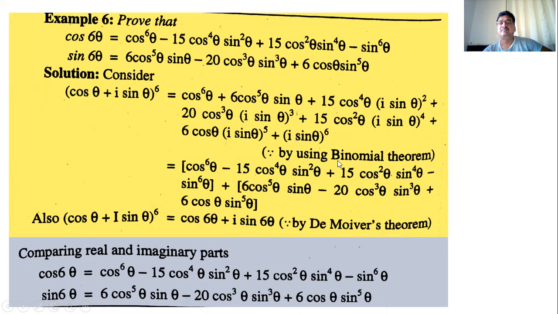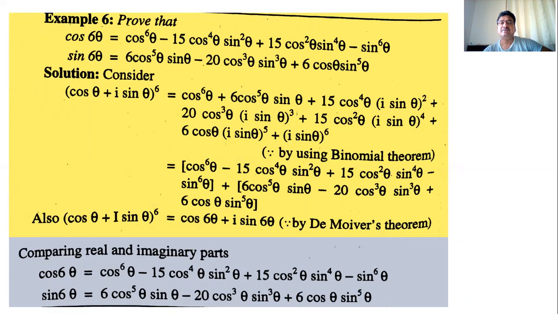If you search the binomial theorem on Google, we have the expansion of all these brackets. So cos raised to 6 theta minus 15, this term is minus 15 cos raised to 4 theta. i square is minus 1, that's why here is the minus sign, sine square theta. And then this term plus 15 cos square theta. i raised to 4 is plus 1, because i raised to 4 means i square into i square. That is plus 1 sine raised to 4 theta. Okay. And this term, i raised to 6 is what? Minus 1, because i raised to 6 means i square into i square into i square.